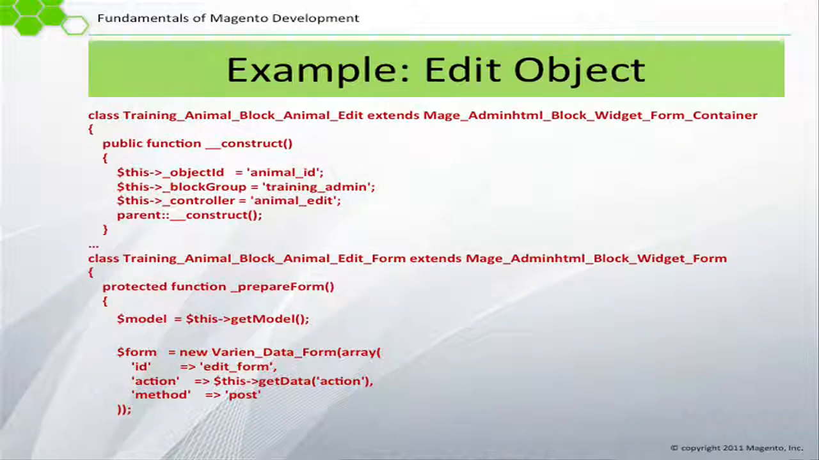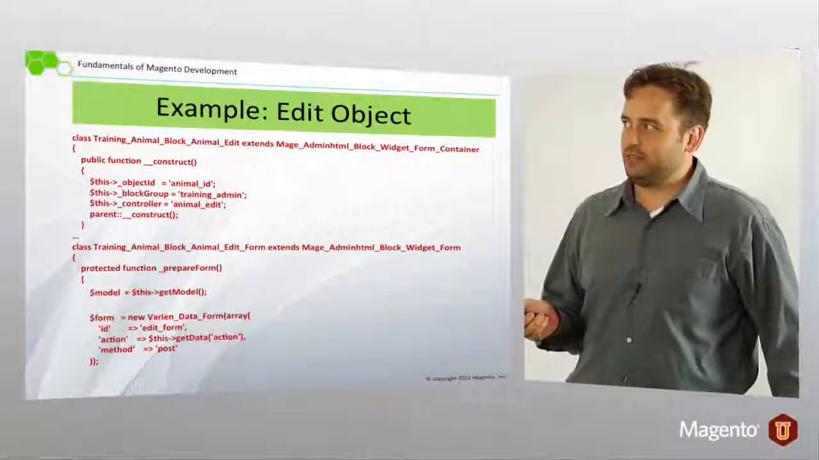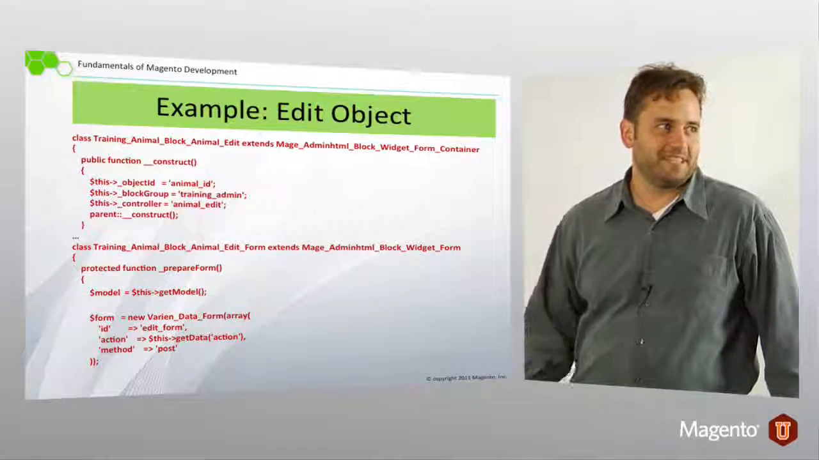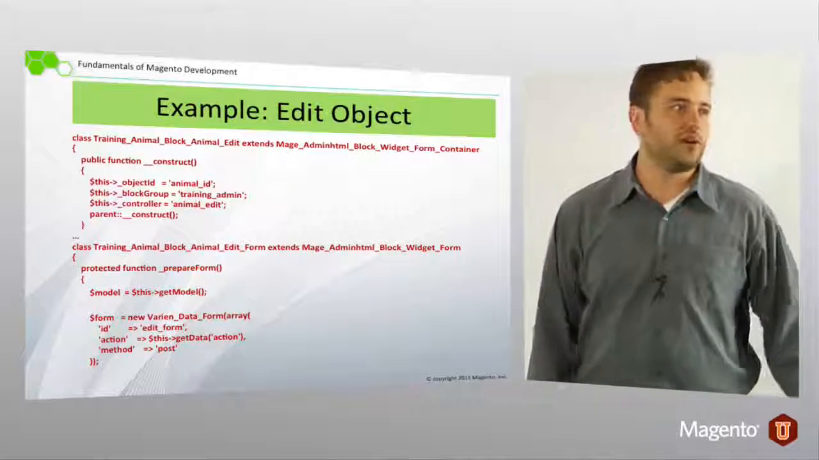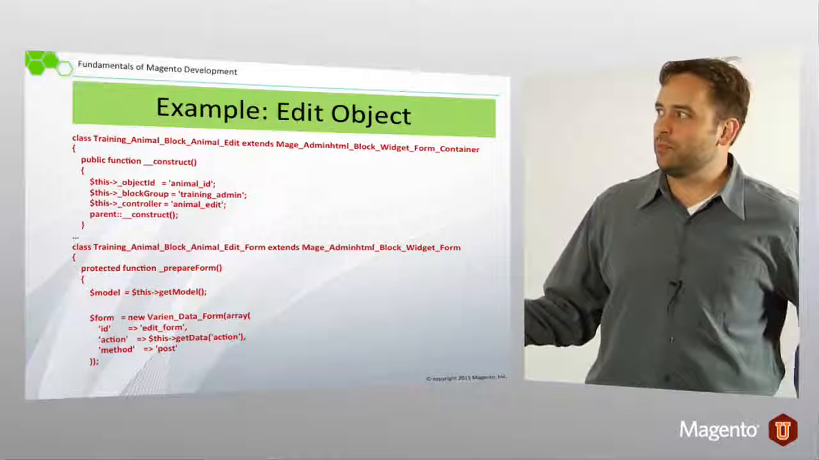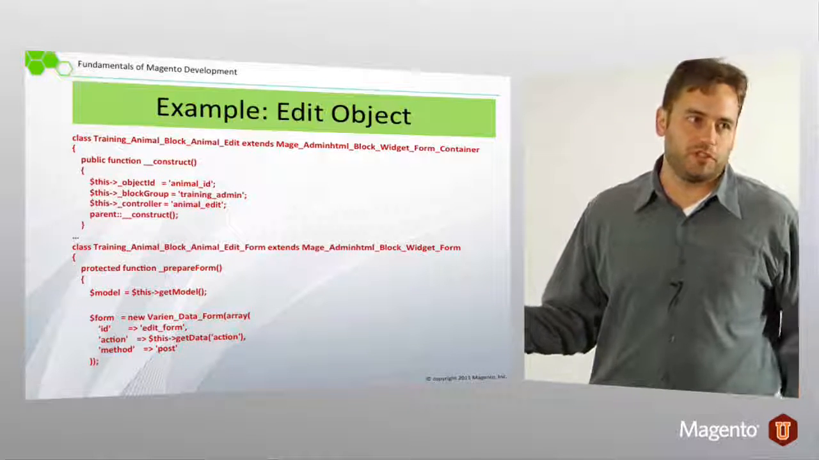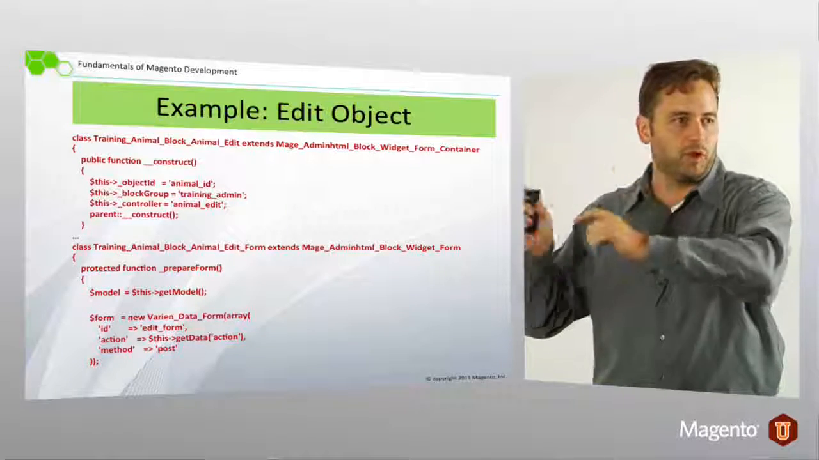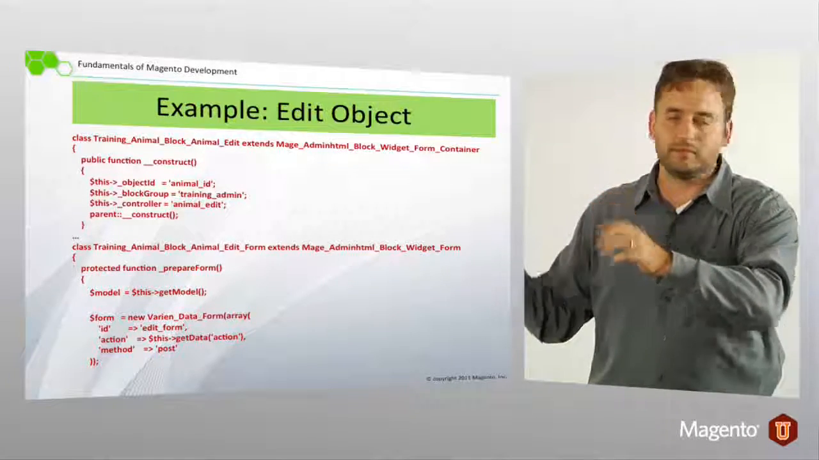And this is simply the syntax for our edit object. So we have to do some setup. We'll say object ID, animal ID, block group and controller. This controller is unfortunately named. It's not necessarily the controller that we're on. That's probably the last thing I have to apologize for. Just simply consider these two string parameters that you have to define, and based on what you have here, that will affect what class is instantiated.